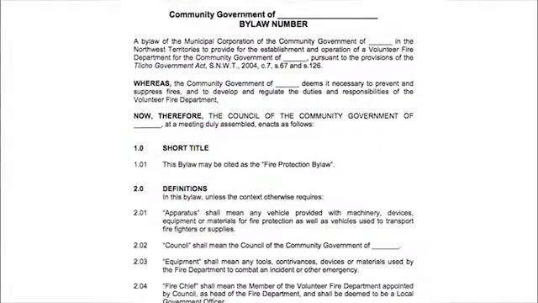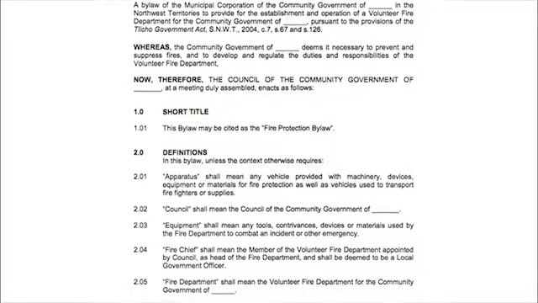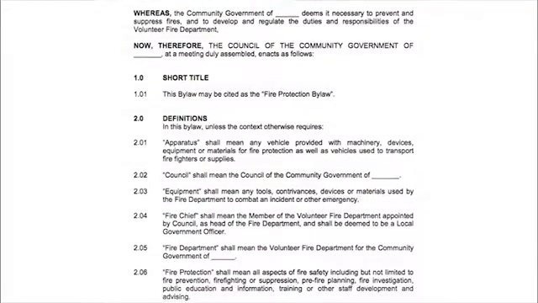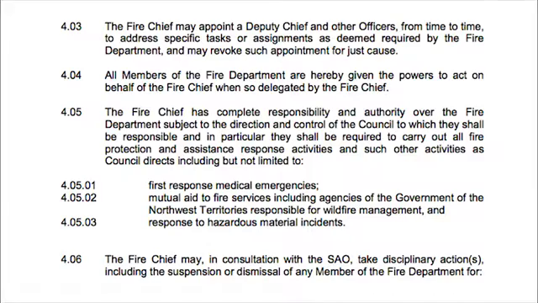Governance and administration are critical pieces of any fire service, whether volunteer-based or a full-time department. Here are some things to consider. A bylaw must be passed by council in order to establish a fire service. It sets out the expectations and requirements of the fire service.